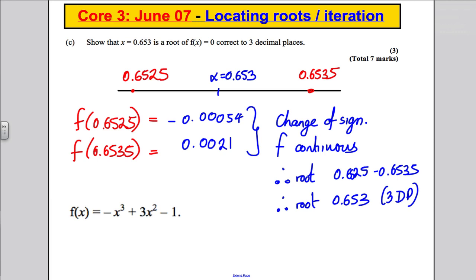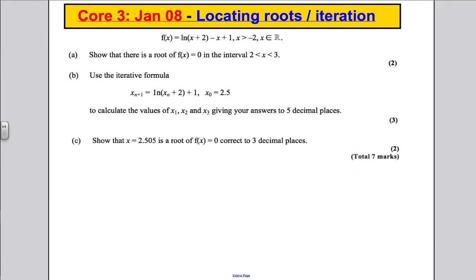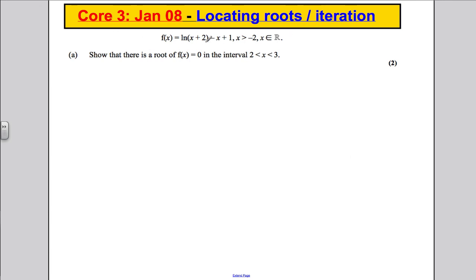Okay, next question, pause the video, have a go. Okay, we need to show for part A, here's our function, there's a root of it between 2 and 3. So we use the change in sign rule, we work out f of 2, we work out f of 3, we show that there's a change of sign, and as this is continuous over that range, over that domain even, then we know there's a root. So, type that in your calculator.